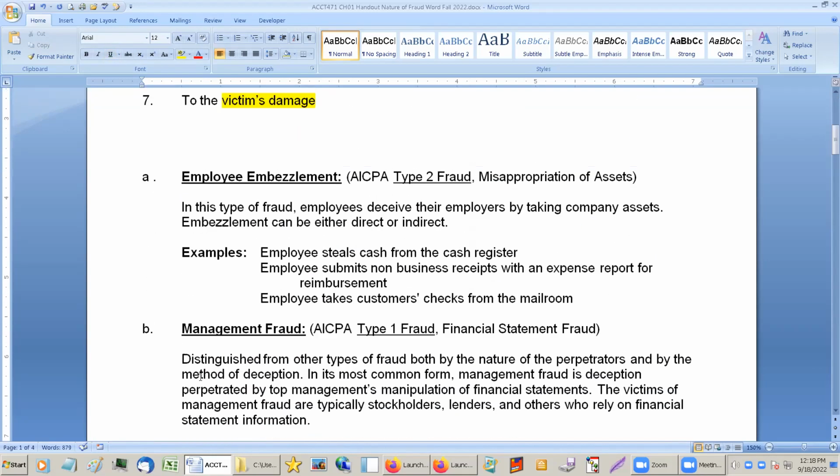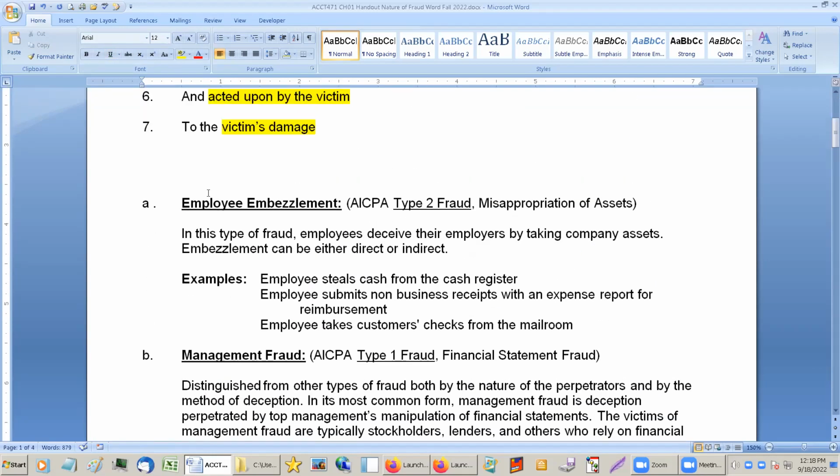Types of fraud. Employee embezzlement. Notice, if you're taking the CPA exam, this is the type 2 fraud with the hilarious term, misappropriation of assets. So that's employees taking assets. This is when employees steal from their employers.